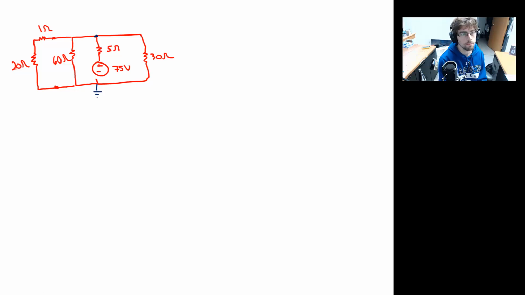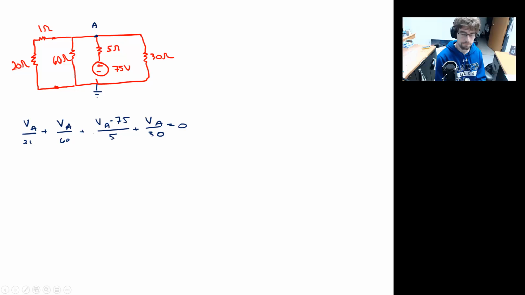Okay, well, let's go at it. Again, we only have one node, and so we'll go ahead and write down our equation. I'll call it VA here. So we have VA divided by 21 plus VA divided by 60 plus VA minus 75 over 5 plus VA over 30 equals 0. And we're good to go.